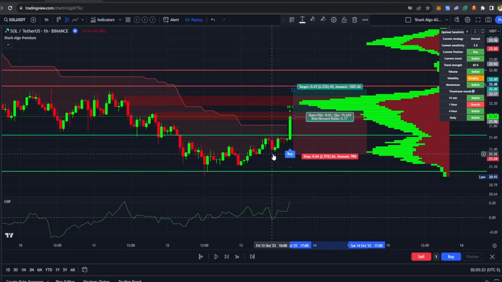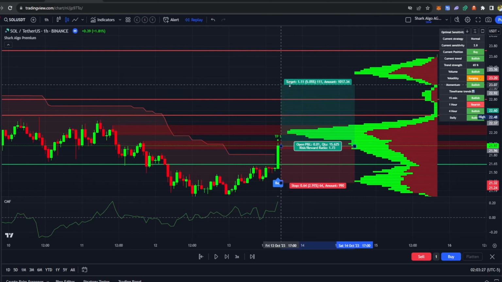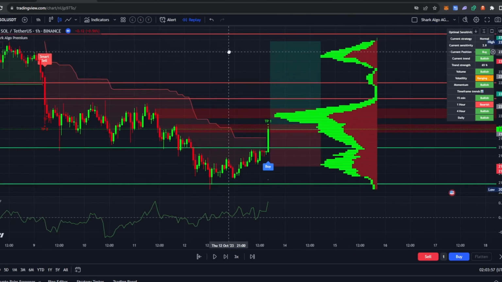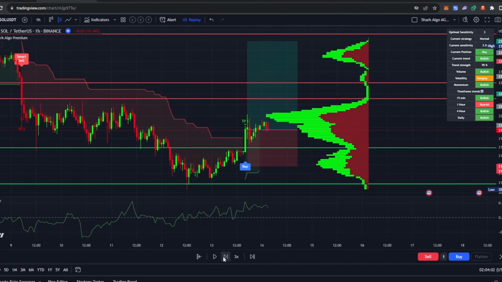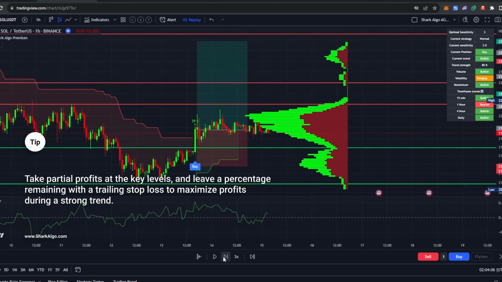Next, you want to determine your profit target based on the Shark Algo key levels, using the automatic support and resistance feature or the supply and demand zones to make sure you're taking profits at these key levels in the market. These are based on real-time data and constantly adjusting based on the price action, since they are levels that the big market players have reacted to.